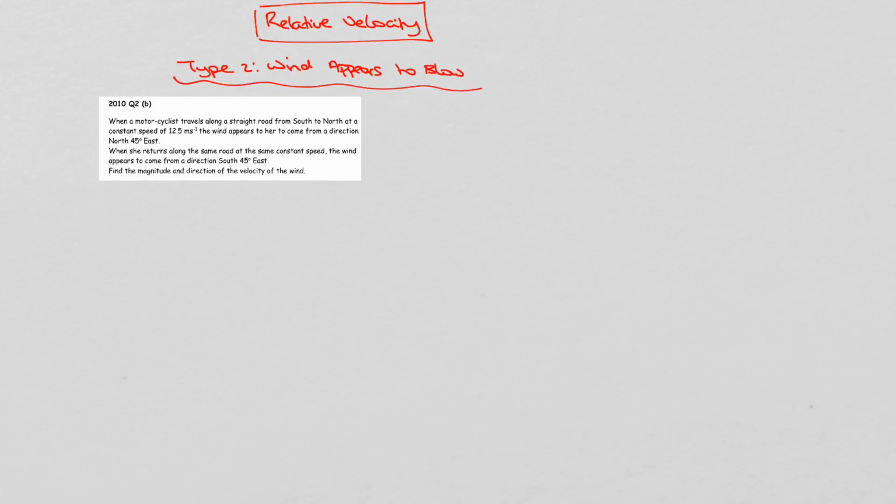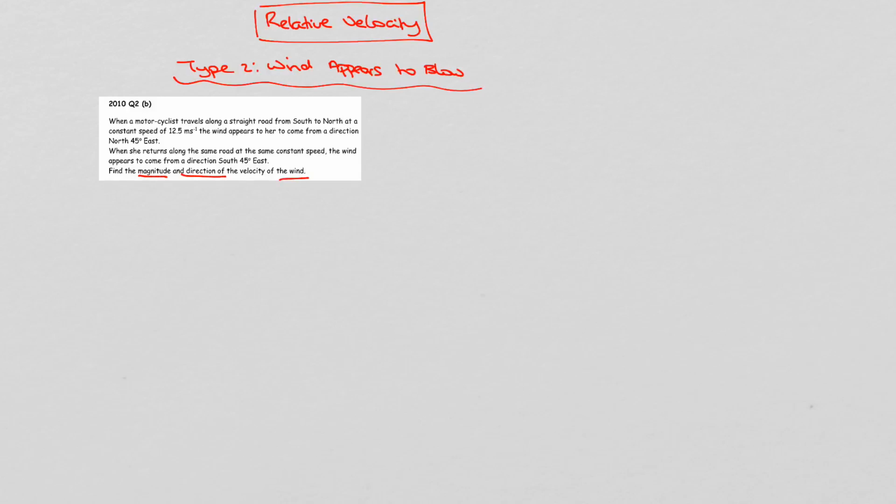When returning along the same road at the same constant speed, the wind appears to come from a direction of south 45 degrees east. So in these questions we basically have two cases that allow us then to find the magnitude and direction of the velocity of the wind. So it's important to note there that we have to do magnitude and direction for our answer, and it's the wind that we're looking for.